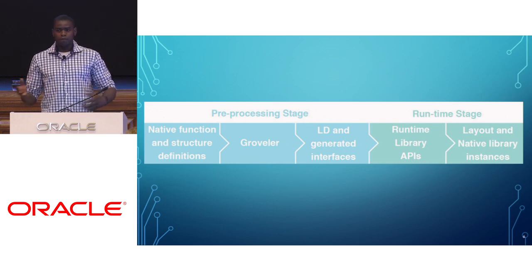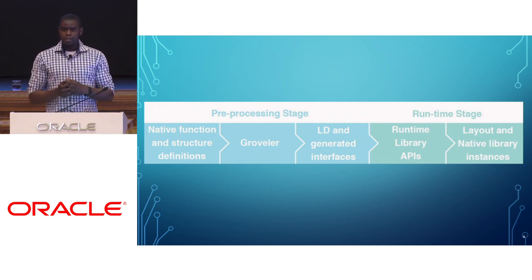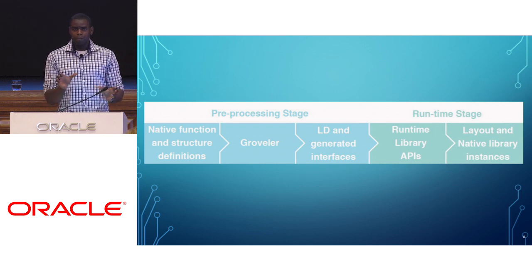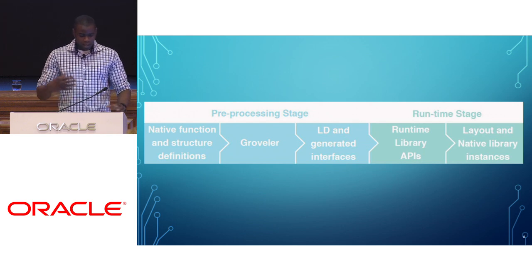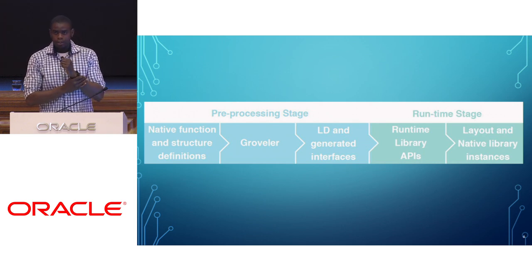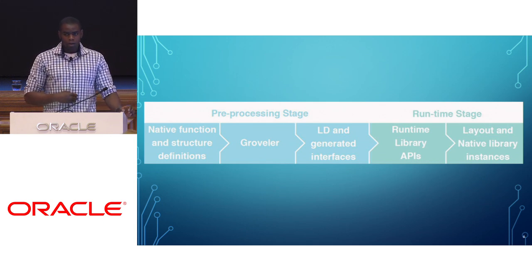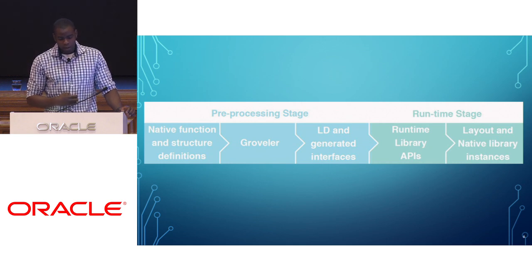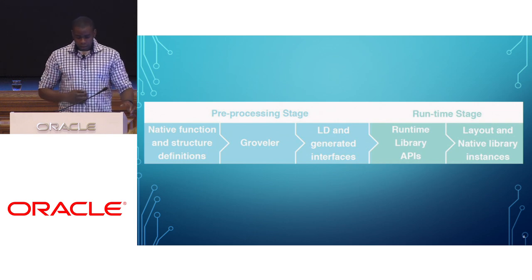So here's kind of how it works. You take your native structure definitions and you feed it into the groveler. The groveler outputs layout description and interfaces. The interfaces kind of combine the layout and the carrier types through accessors. So that's how those two are linked. And the runtime libraries instantiate the interfaces, so you get layout instances, native library instances. Also, runtime libraries provide a way to allocate memory on and off heap, and also provide platform-dependent functionality.